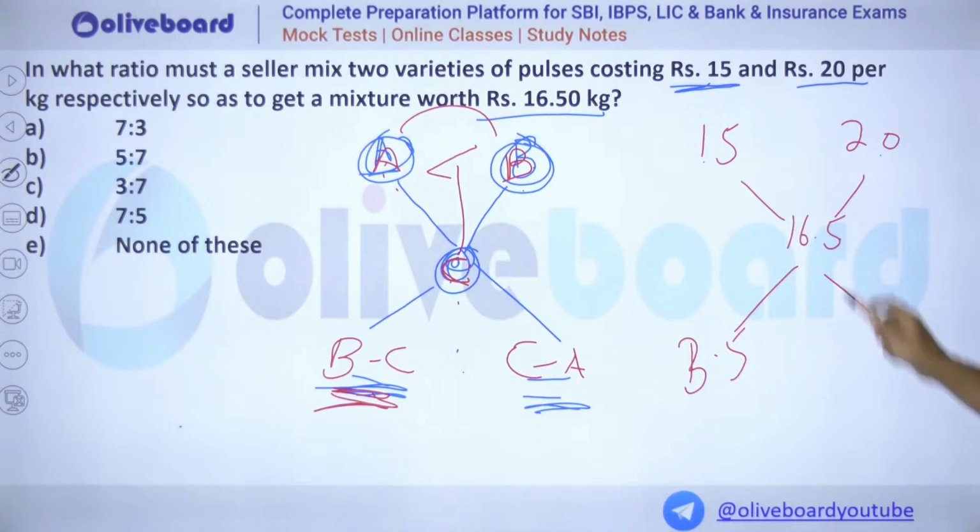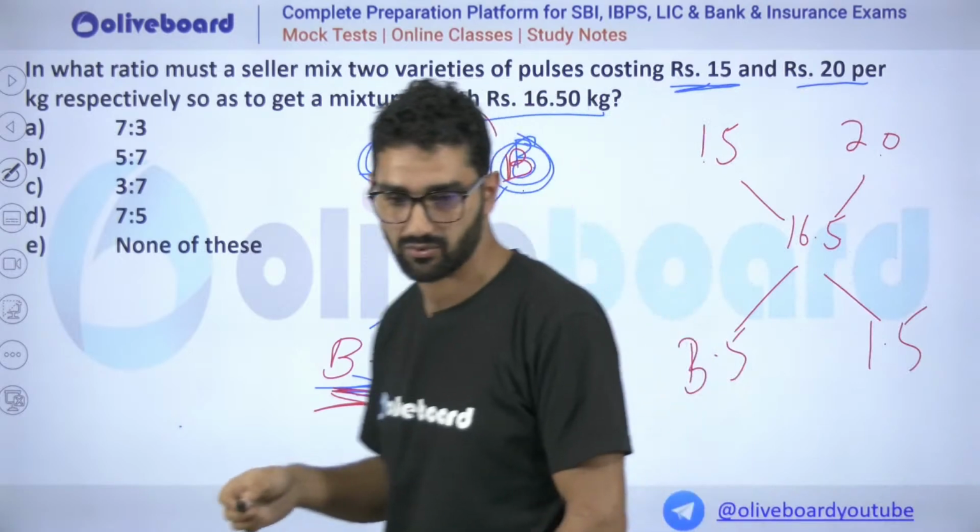Now 15 minus 16 point, how much will it be? It will be 1.5. Did you get the value? Okay, now you can find the ratio.